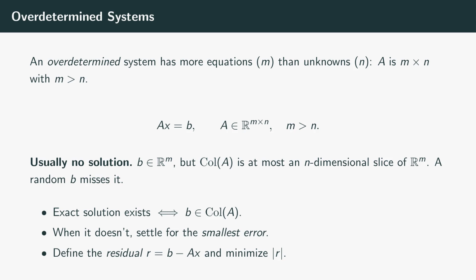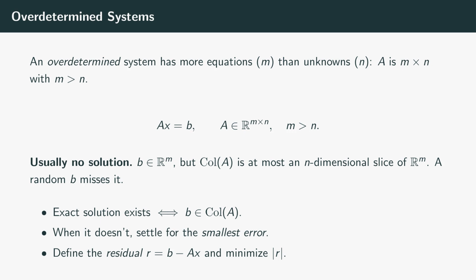Let's name the situation precisely. A system is called overdetermined when it has more equations than unknowns. In matrix terms, A is m by n with m bigger than n, tall and skinny. Picture 10 data points and only 2 unknowns, a slope and an intercept, that's 10 equations, 2 unknowns. Why is there usually no solution?